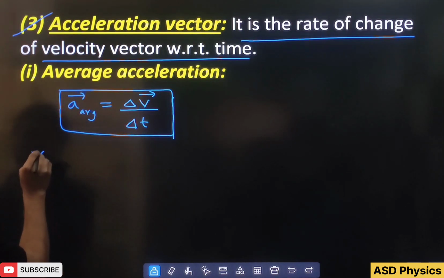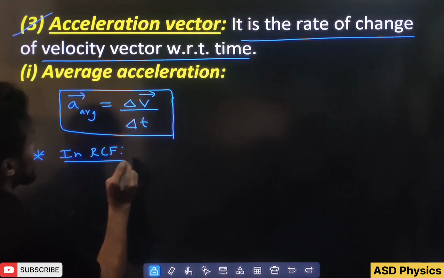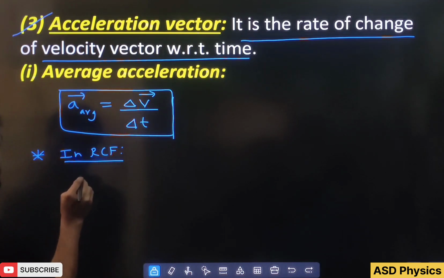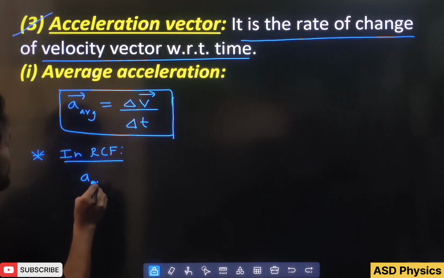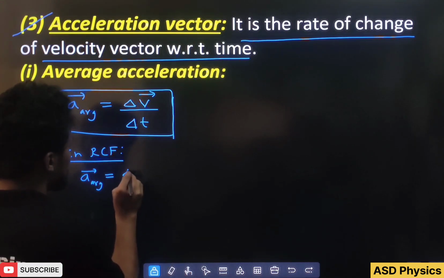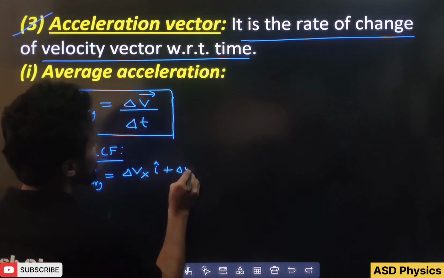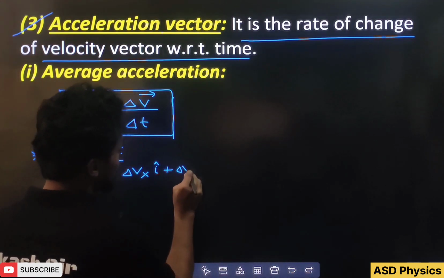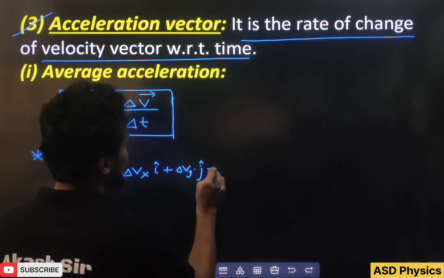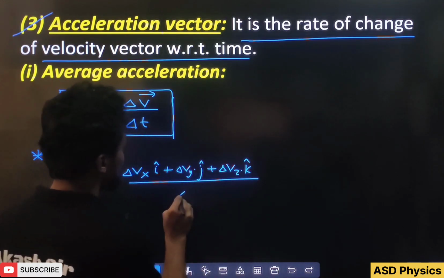Now, similarly, if I write here in rectangular component form, in RCF, what will happen, students? Here, please see, in rectangular component form, this average acceleration is given here. In the same way, it will become delta Vx i cap plus delta Vy j cap plus delta Vz k cap by delta t.